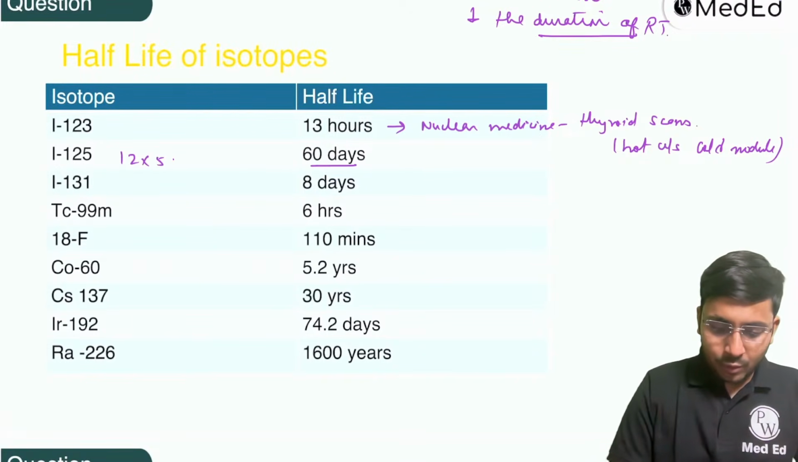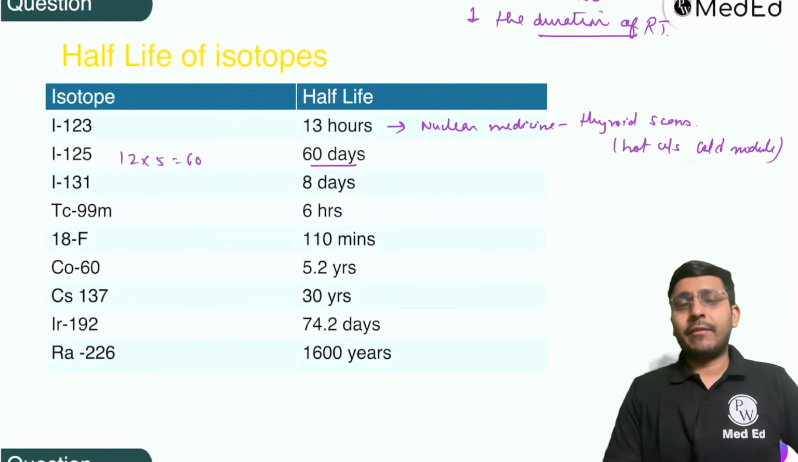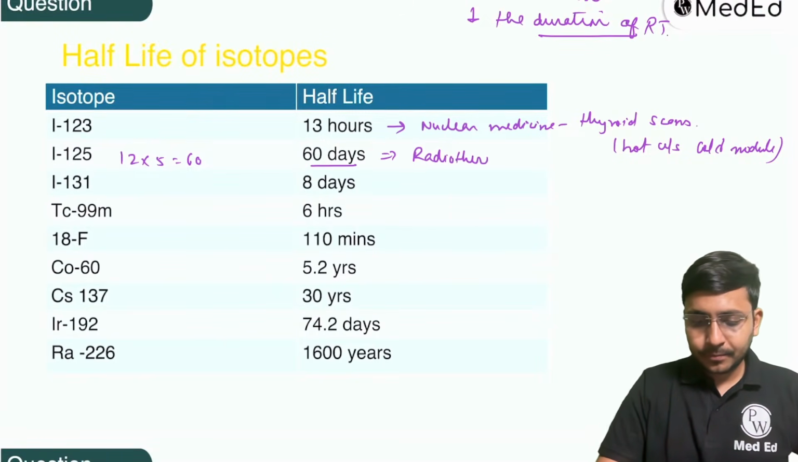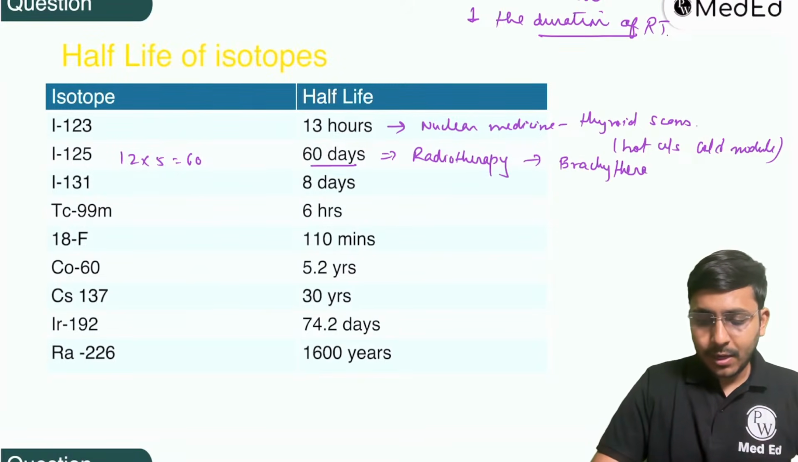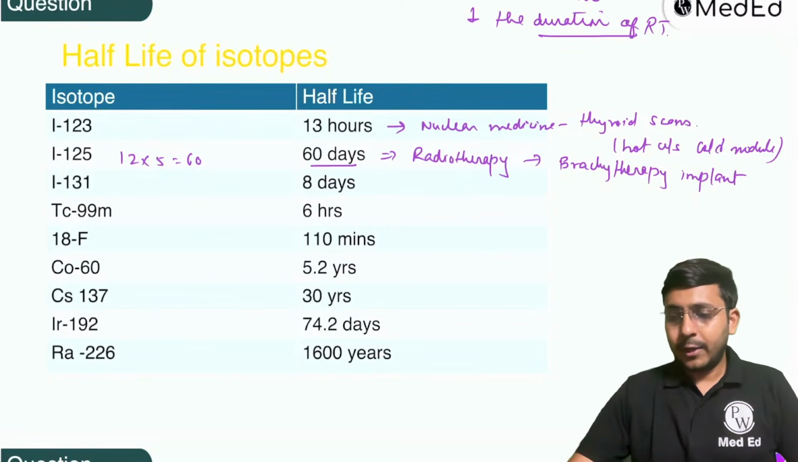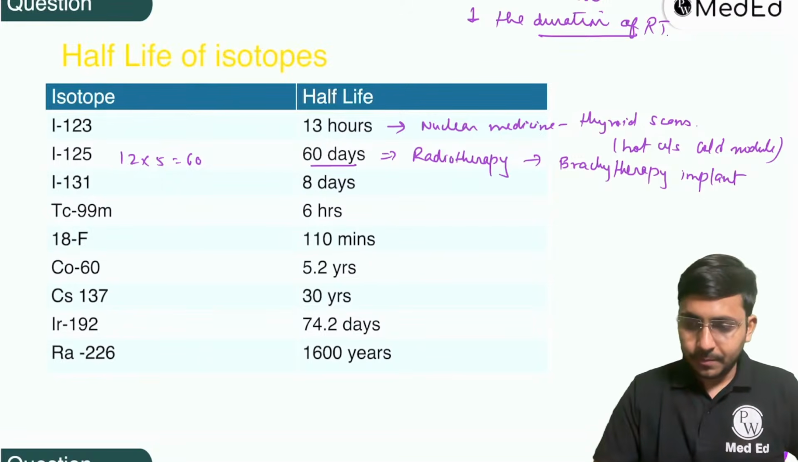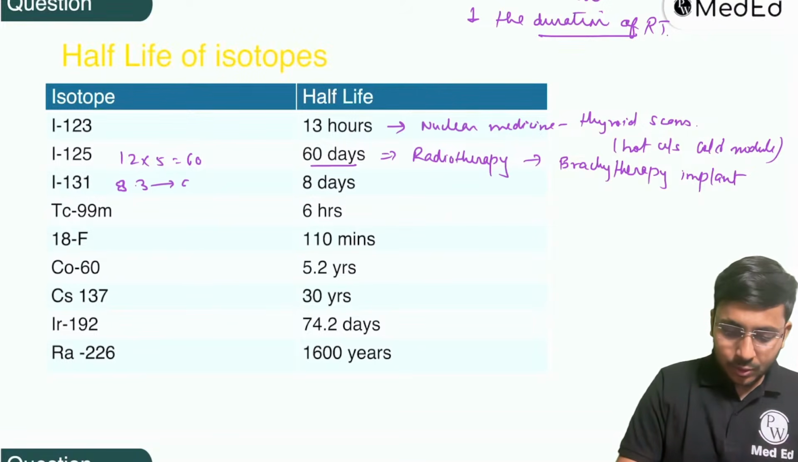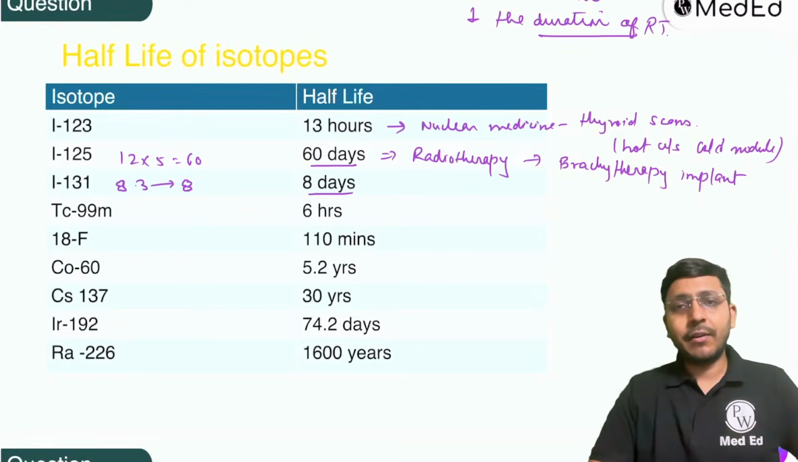Now iodine 125 half-life is 60 days. I remember it by 12 into 5 is equal to 60. So half-life is 60 days, and this is used in radiotherapy, right? And this is used as a brachytherapy implant. Right, permanent implant in radiotherapy, iodine 125. Right, good. Now iodine 131, I remember it कि 3 को आप 8 बना सकते हो, 3 को आप 8 बना दो, तो 8 days is the half life.